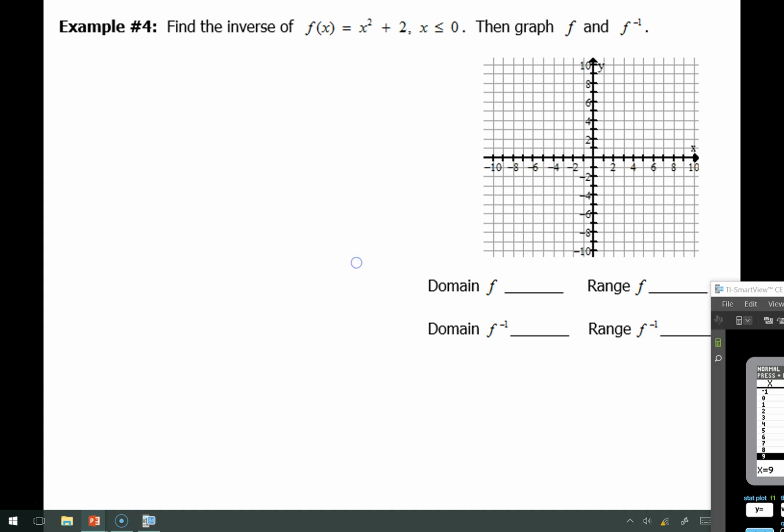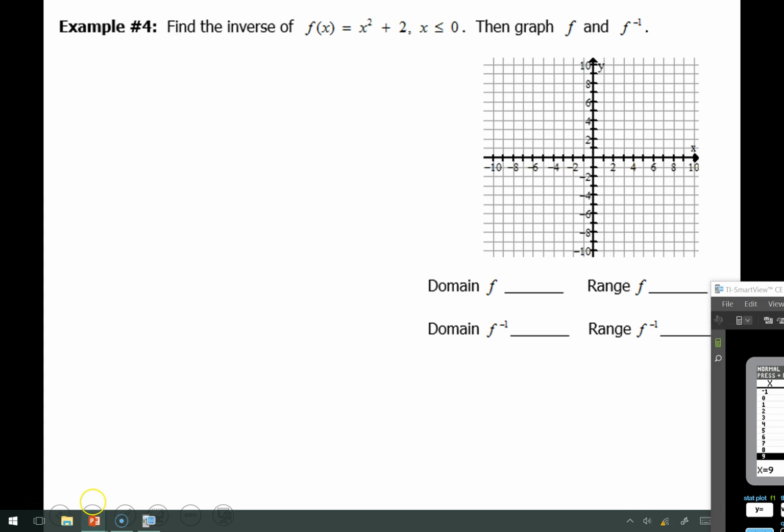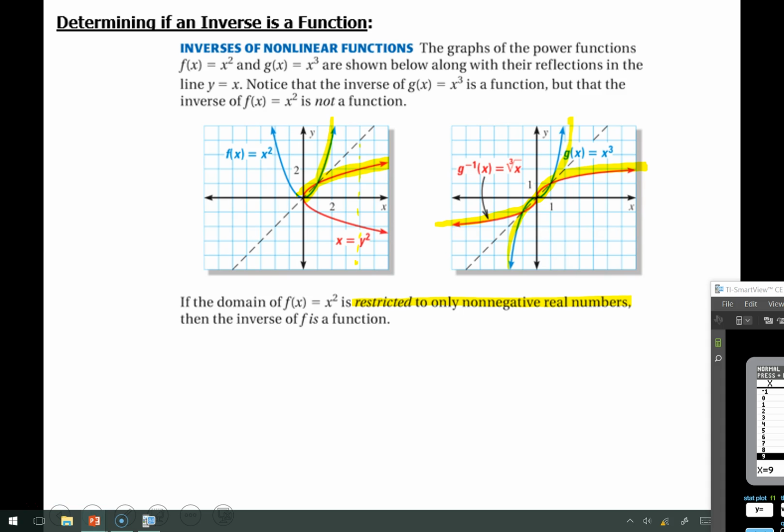Now, before we do this last example, I do want to give you a secret message for today. On this same section of your notes sheet where we've talked about determining if an inverse is a function, I would like you to draw a flower up in this top right corner. It doesn't have to be a super fancy flower. Just draw me a flower so that I know that you're listening to today's video.